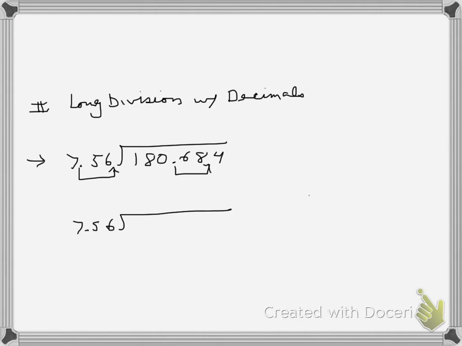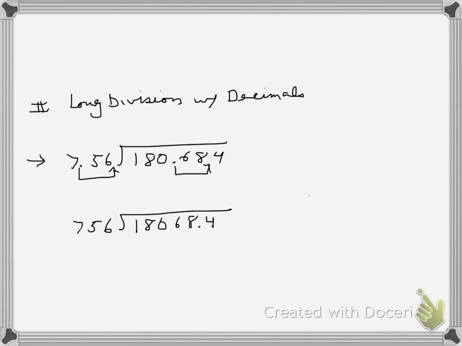So this now becomes 7.56 divided by 18068.4. Oops, I should have taken it out of there. Let's do that. There we go. That's what I intended. So we've moved the decimal point out of the divisor by moving it over in the dividend. Then we would just divide like normal.